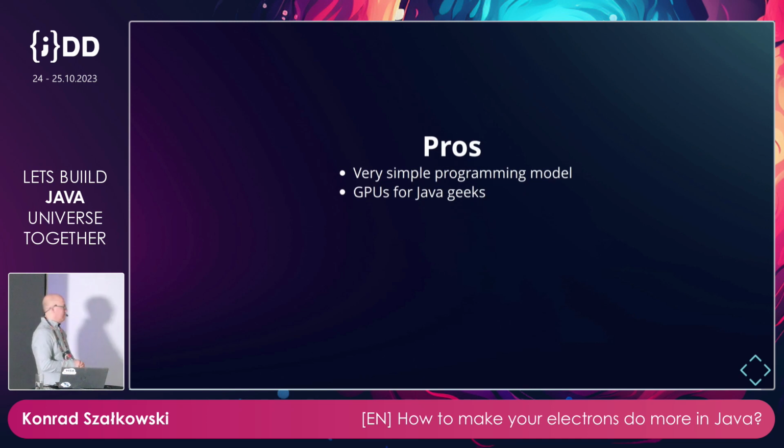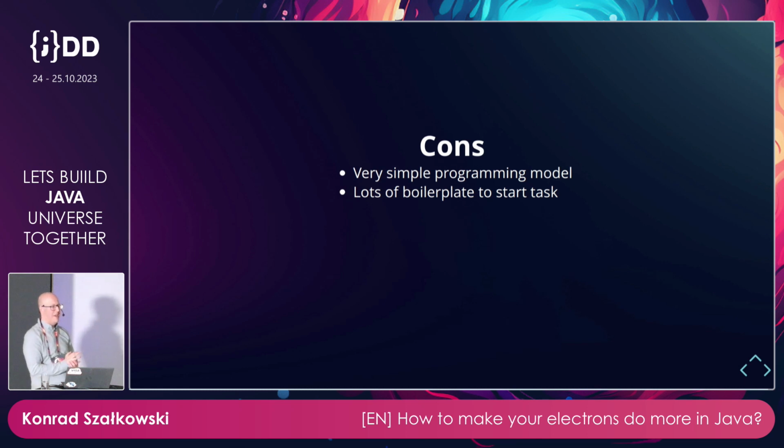Pros of the Tornado: very simple programming model. Like, anyone can learn one annotation. Just one annotation or use a specific kernel API. And we as Java developers have GPUs at our hand. And the cons are more likely the same, yeah? It's a very simple programming model. It does not allow you to do all the magic it is possible on the GPUs, but it's something. And a lot of boilerplate code again to be written to start a task.